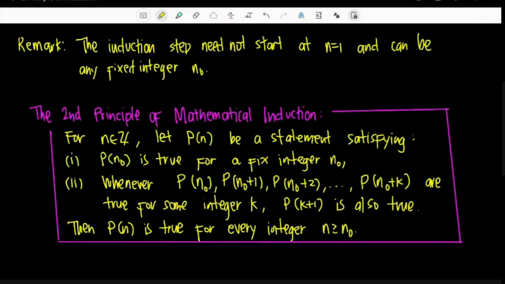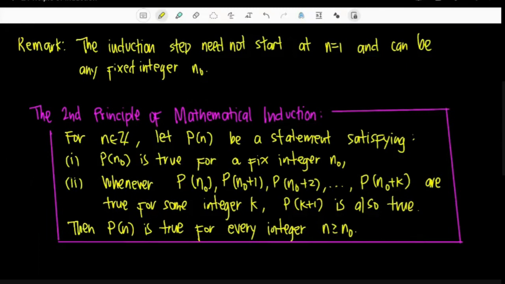And whenever P of n sub 0, P of n sub 0 plus 1, P of n sub 0 plus 2, and so on up to P of n sub 0 plus k are true for some integer k, the next proposition P of k plus 1 is also true. Then we conclude that P of n is true for every integer n greater than or equal to n sub 0. This is basically equivalent to the first principle of mathematical induction. The only difference now is that it's using a stronger inductive hypothesis.